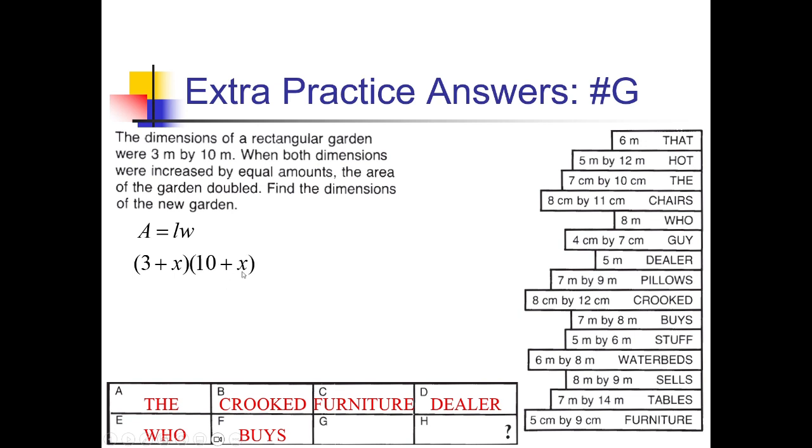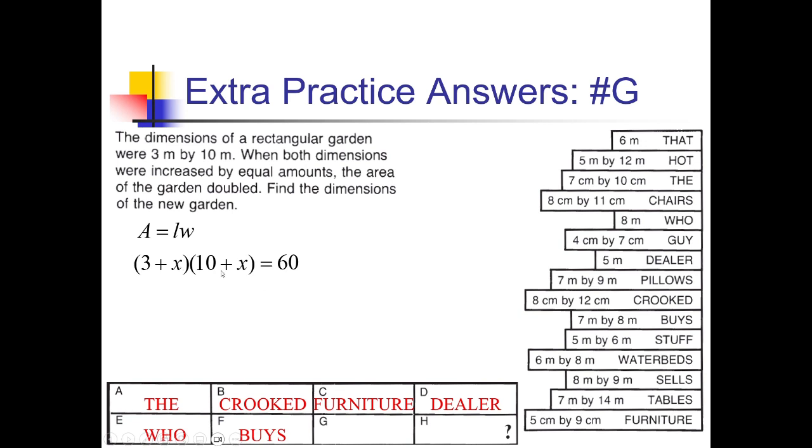So now we also have to write something in for A. Now they said that the area of the garden is doubled. Well, what does that mean? It means we're going to do 2 times whatever the original area was. What was the original area? They didn't tell us. But they told us the original dimensions were 3 by 10. So 3 times 10 gives us an original area of 30. Doubling that gives me 60 for the new area. So this gives me everything I need to go ahead and solve the equation now.